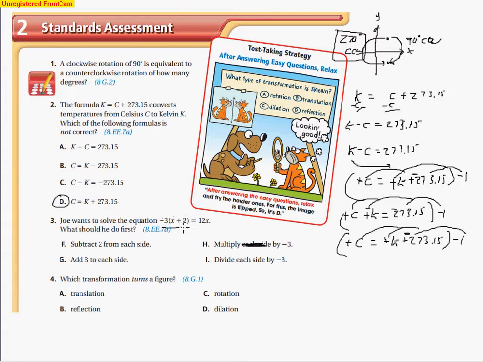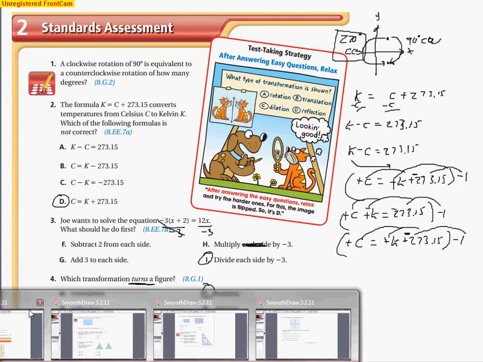But there's one that could be fine, and the one that could end up working is this. We could divide by negative 3, and if I did that, I'd want to do it to both sides, and that would cancel out that coefficient in front of the x plus 2. So I'm going to go with letter I in this case. Number 4 says, which transformation turns a figure? Well, a turn is just a rotation, so that wasn't so bad.